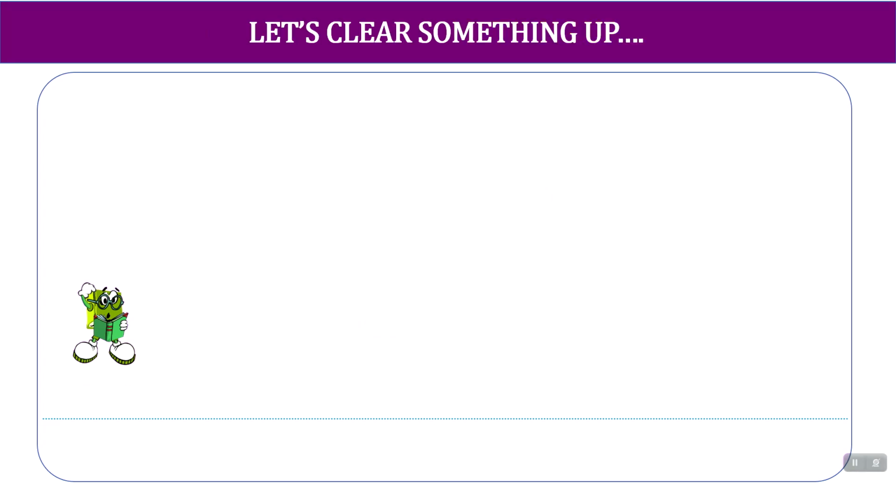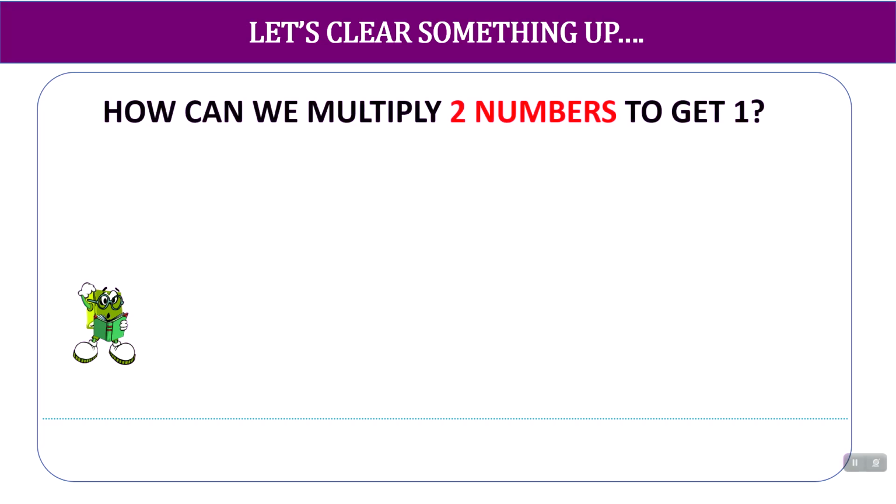Now, before we go on, let's clear something up. How can we multiply two numbers to get the number 1? Well, right away you probably said 1 times 1 is 1. Is there another way that we can multiply two numbers together to give us 1? I can't think of any.